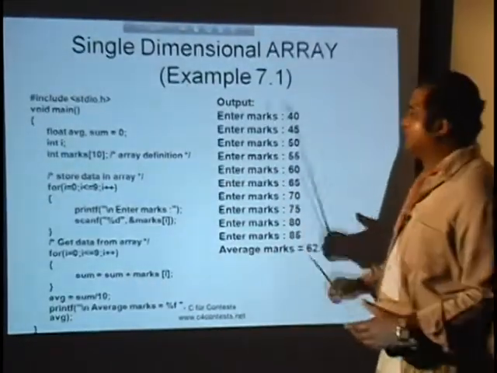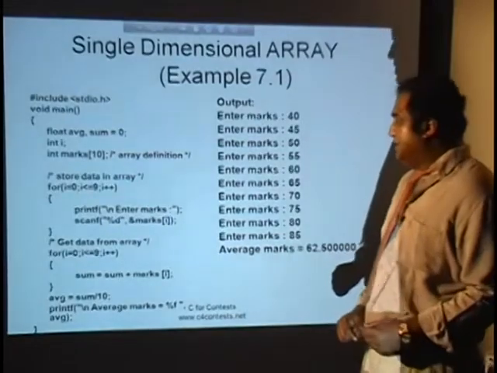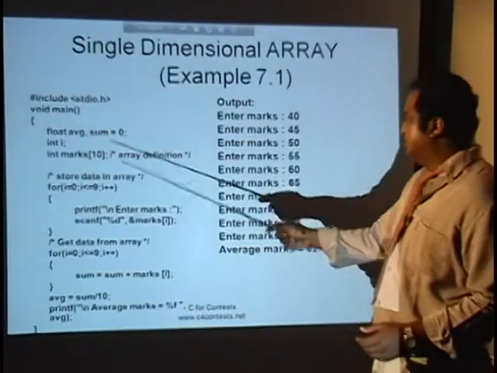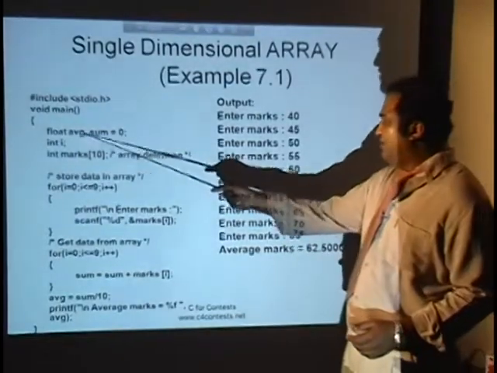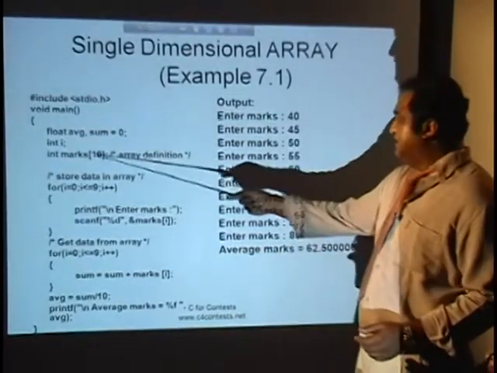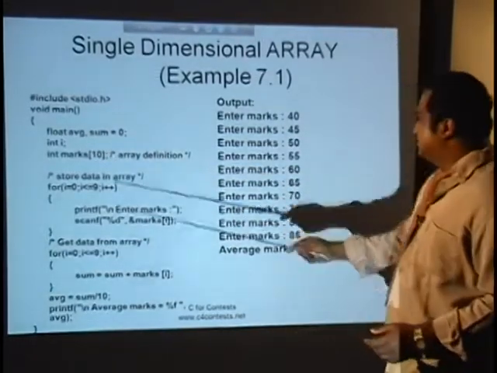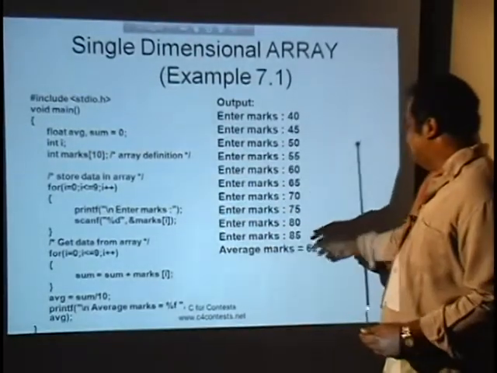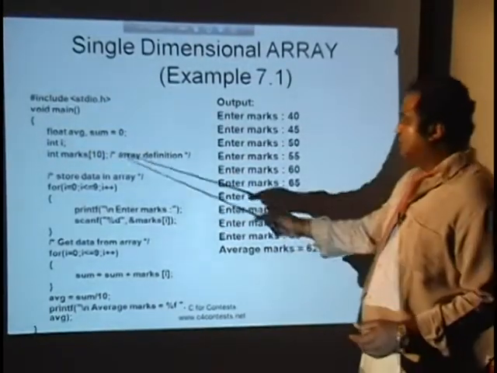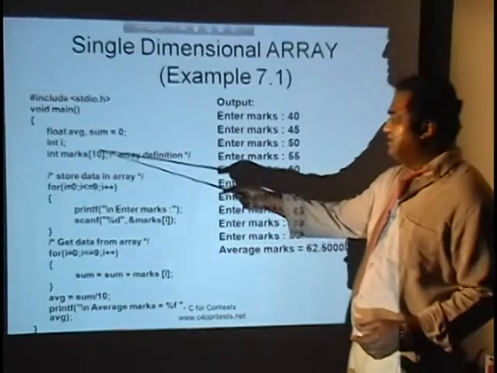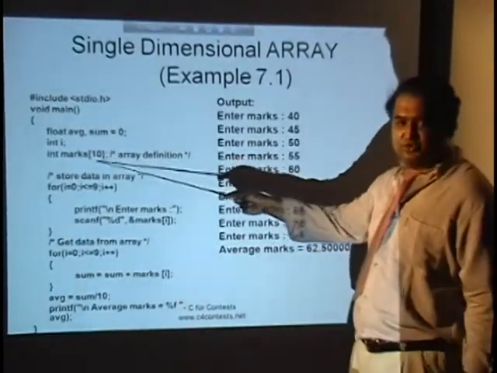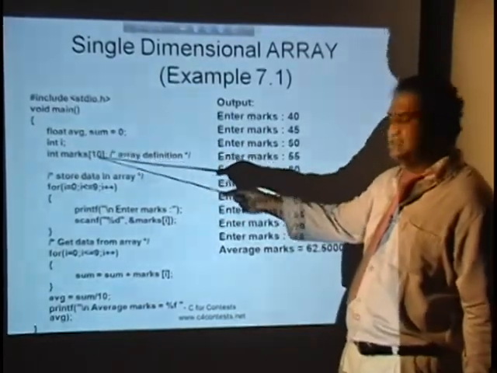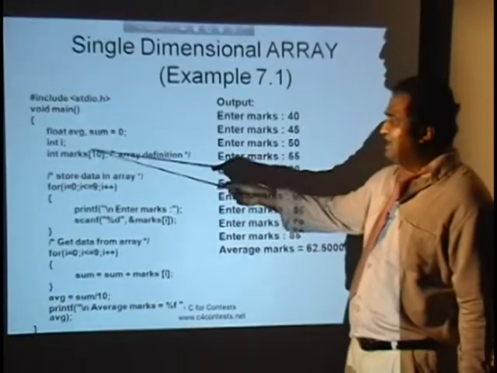This is example 7.1 from the C textbook, one of the examples. What this program does is take 10 marks, the grades of a student, and then average the marks. It has a float average and sum equal to 0. We have declared an array int marks[10], which means we can store 10 student grades, 0 to 9. Remember, an array starts from 0 and ends at 9, but when we declare an array, we write 10.